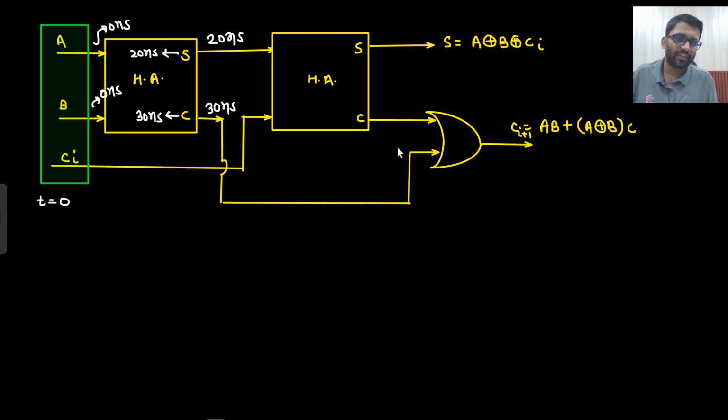So if this is stable after 30 nanosecond, that means this input is also stable after 30 nanosecond. Say yes or no, right? Now this input is stable at 0 nanosecond only. Now the output of this half adder depends on this input as well as this input. But this input is stable at 20 nanosecond, although the other is stable at 0 nanosecond only. So this half adder has to wait for 20 nanosecond. So this half adder will be in a position to give the output at t equals to 20 nanosecond.